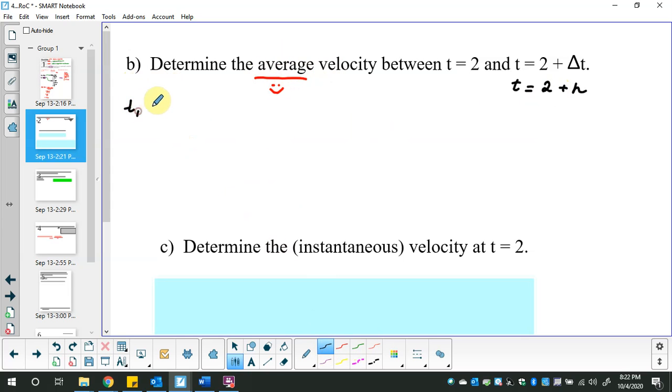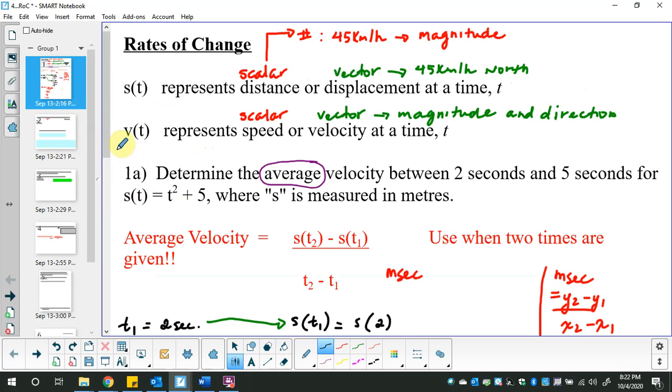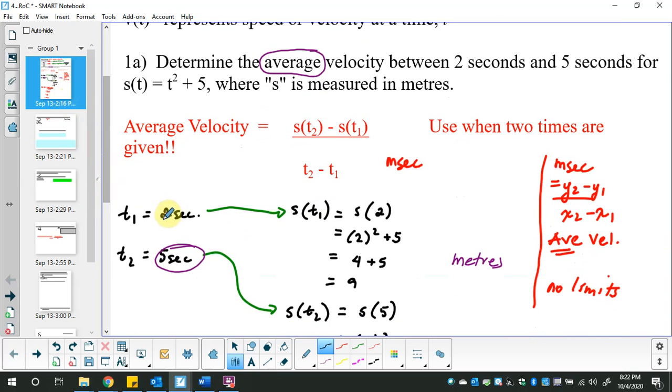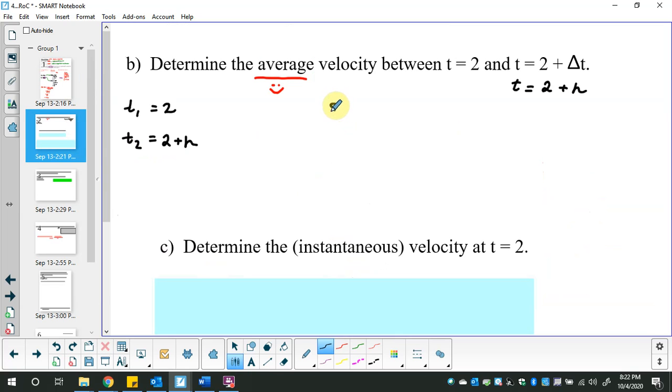So t1 is 2, t2 is 2 plus h. Now you have to be aware of where you've done work before. For instance, if I go back here, I already know that when I sub in t is equal to 2, I'm going to end up with s is equal to 9. So s at t1 is equal to 9. There we go. This one, not so easy.